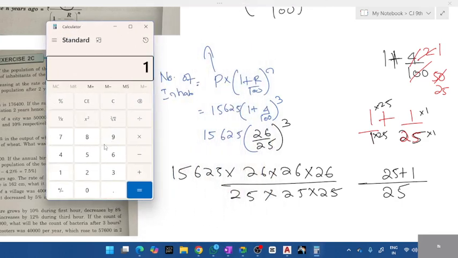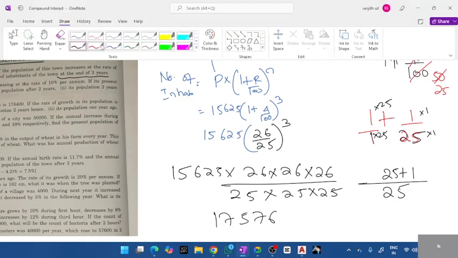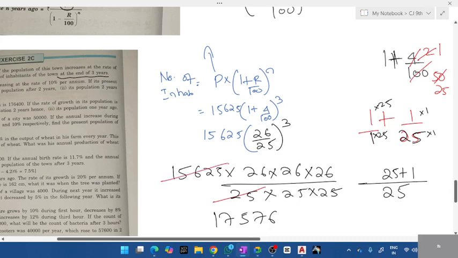Look here, 15,625 into 26 into 26 into 26 divided by 25 divided by 25. Is it 17,576? No, this is the answer. Calculate, 17,576. Okay, later for homework, just reduce this, students. 25, reduce it like this. 5 times table, you'll get 17,576.